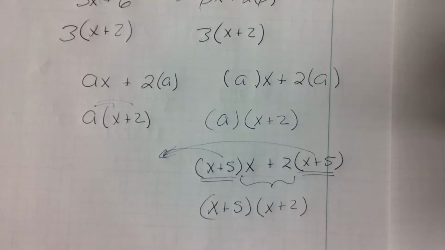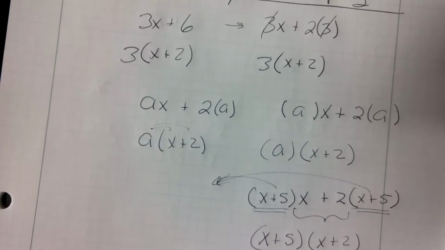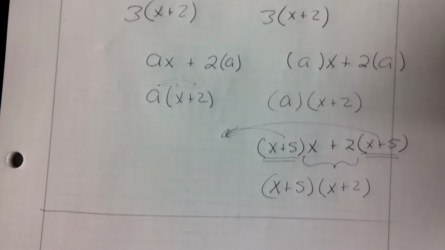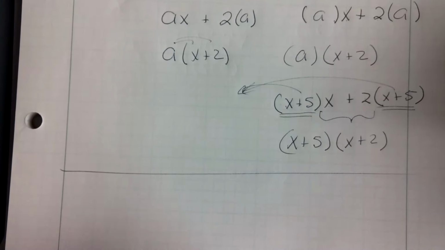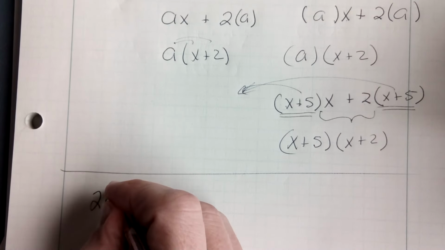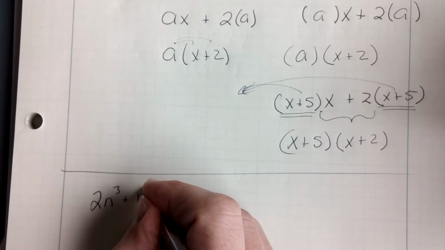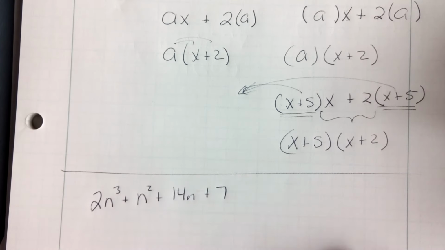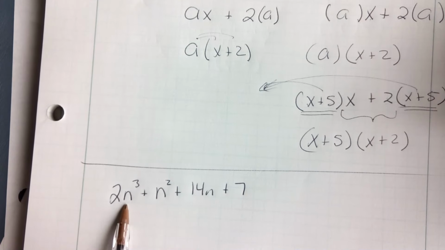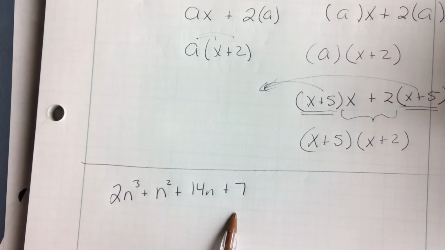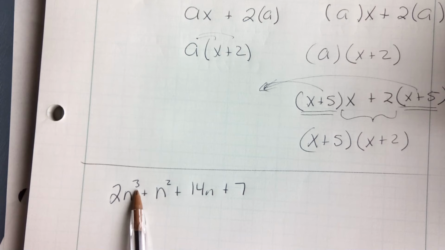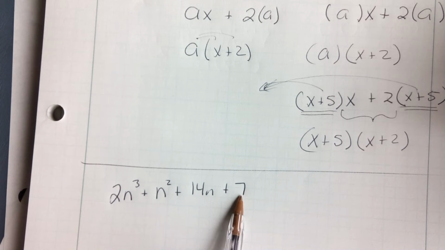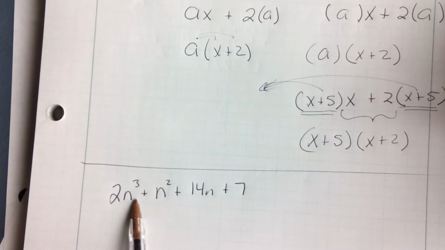So now let's actually do a problem that you're going to see in the IXL lesson. Okay, what you're going to see is something like this: 2n cubed plus n squared plus 14n plus 7. Now you're going to be asked to factor this. Now this isn't a quadratic, this is a cubic. So how do we factor it? Do I find 2 numbers that multiply to give you 7, but add to give you 14? But what about the 1? What about the 2? What we do is we factor by grouping.